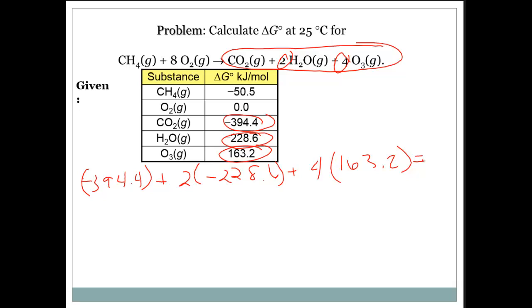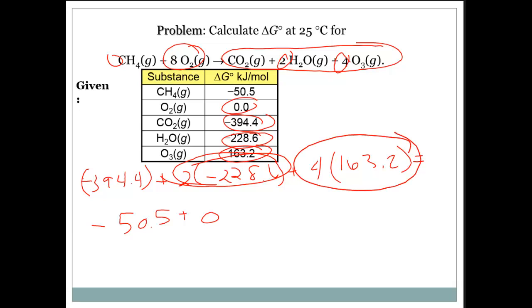and then we're going to subtract out the reactants. So the reactants are, there's no coefficient here, so it's negative 50.5, and oxygen is 0 because it's a pure element. So negative 394.4 times 2, or plus 2 times 228.6 plus 4 times 163.2 minus 50.5 minus a negative. So it ends up adding.